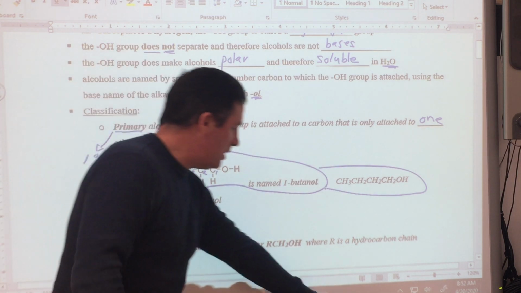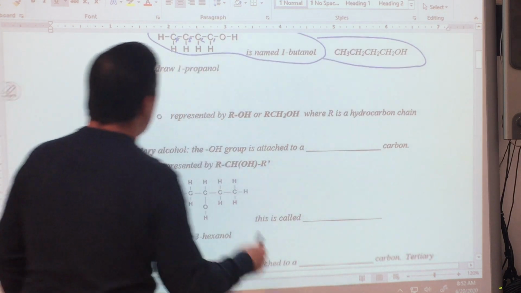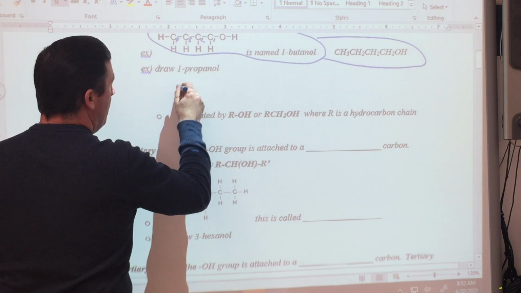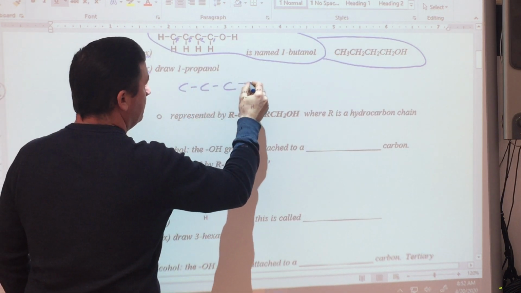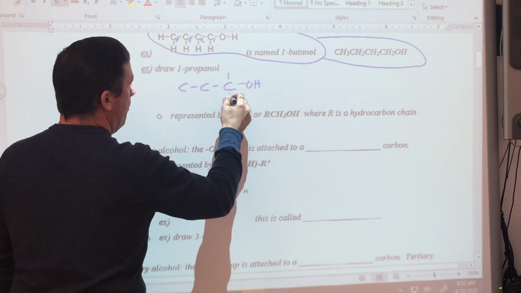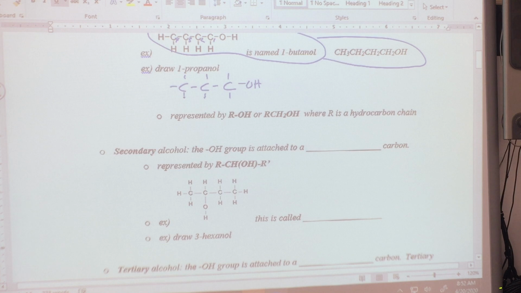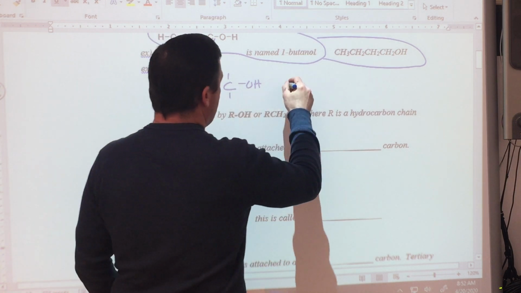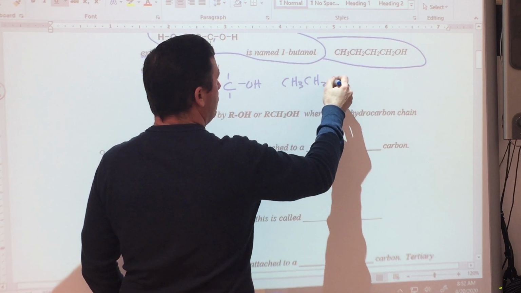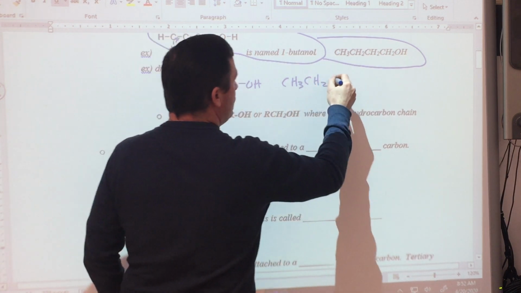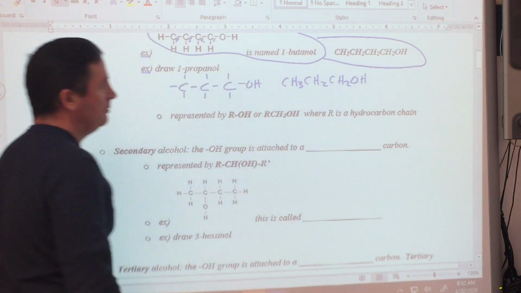It wants me to draw 1-propanol. Prop is 3, yes? Meth, eth, prop. So I can just draw it there. There's your 1-propanol. How would I draw this condensed? CH3, CH2, CH2, and then my OH. Okay?